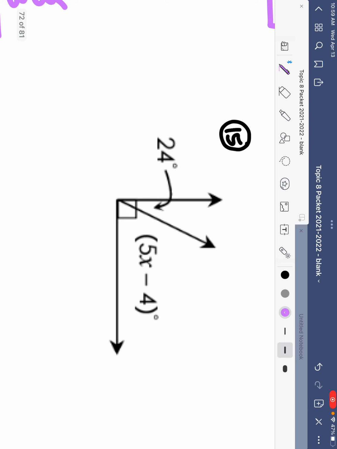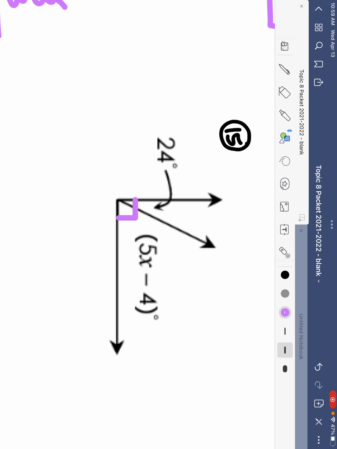Okay, let's look at number 15. So in number 15, I know that this angle that measures 24 degrees plus this angle that measures 5x minus 4 degrees, all together, that's going to equal 90 degrees. And I know it equals 90 degrees because this little box tells me that together they form a right angle. They're complementary. They equal 90 degrees. So we're going to have something plus something equals 90 degrees, right?